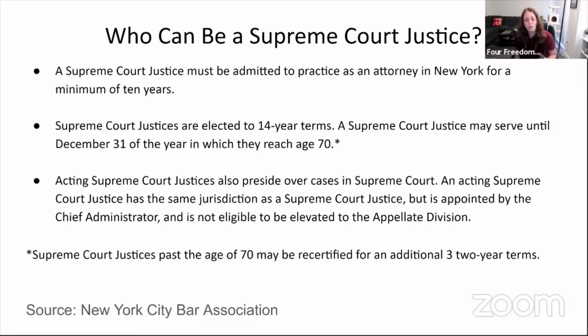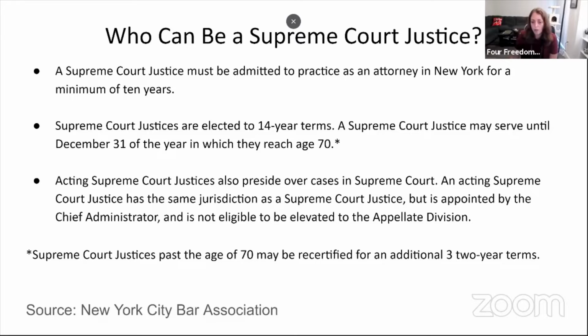They are elected to 14-year terms. And a Supreme Court justice may serve until December 31st of the year in which they reach age 70. I put a little asterisk there because technically Supreme Court justices can apply for what they call recertification, which essentially allows them to continue serving for 2 more years, and they can do that 3 times. So really, a Supreme Court justice could serve until the age of 76 if they so choose. But technically and constitutionally, the age limit for judges is 70 in the state of New York.